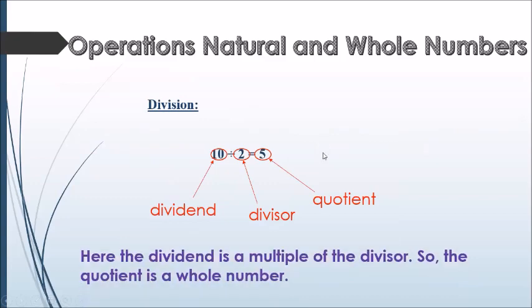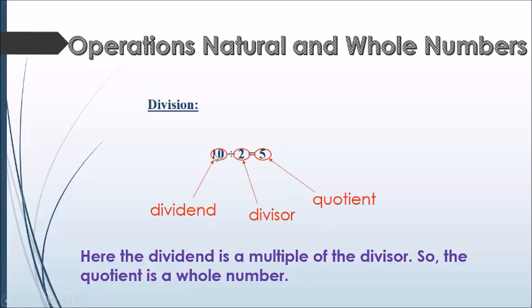Now also remember that here the dividend is a multiple of the divisor. That means the dividend comes in the table of the divisor. For example, 10 comes in the table of 2, since 2 fives are 10. So the quotient is a whole number. Whenever the dividend is a multiple of the divisor, the answer, the quotient, will always be a whole number.